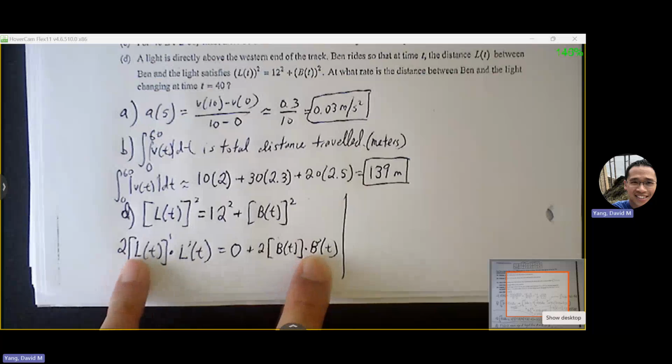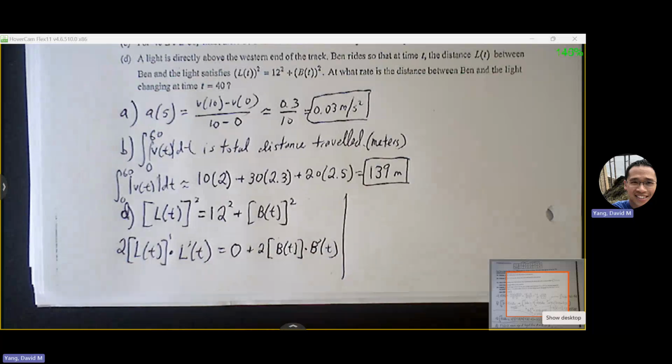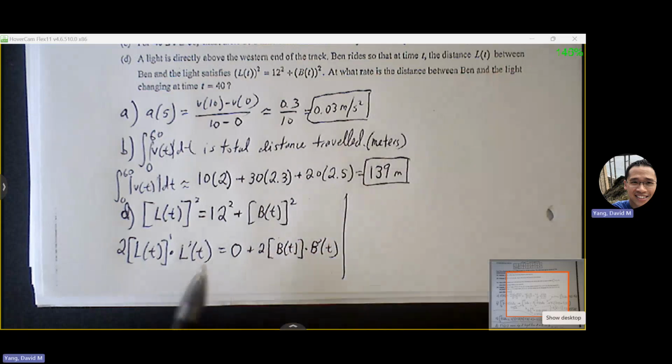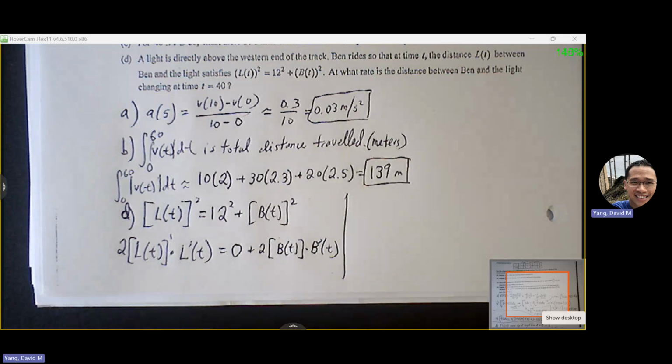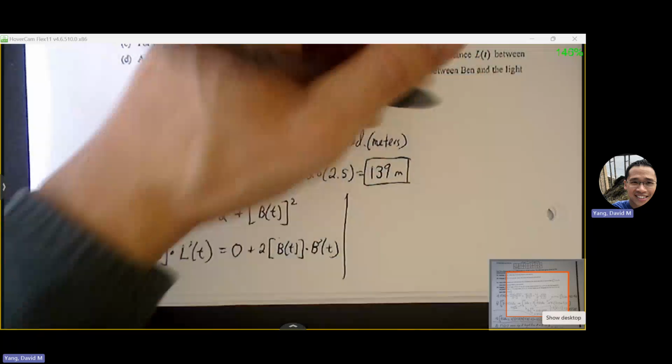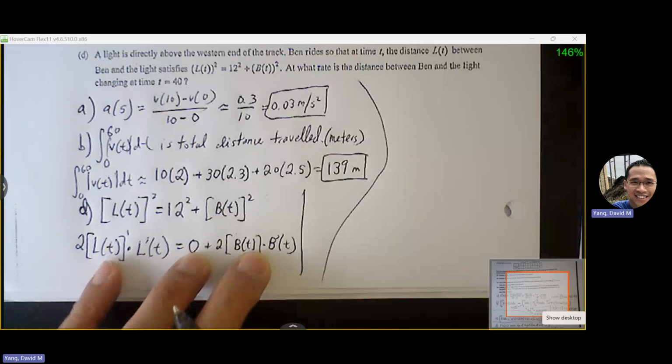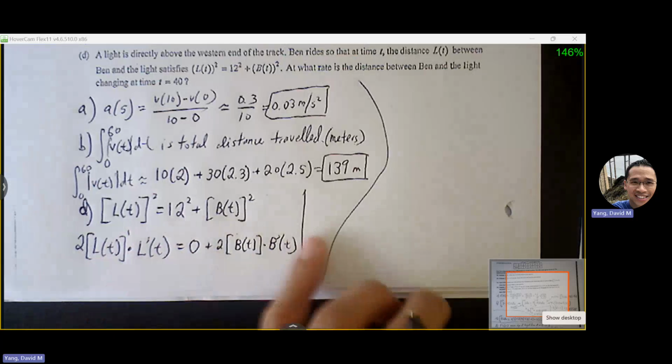Okay, so this is what we need to do. We have to figure out at what rate the distance between the bend and the light is changing. So we're looking for L prime of 40. That's our goal, L prime of 40. But let's fill in all the t's with 40 because that's where t is. So we're going to make our substitutions and see if we can fill in the rest of the values after we do that.